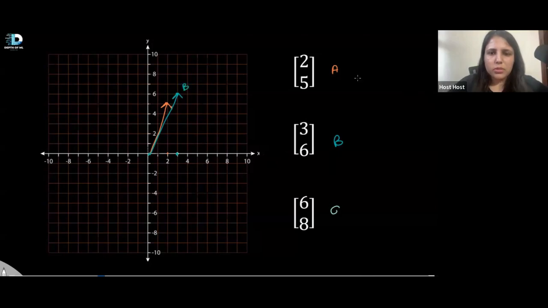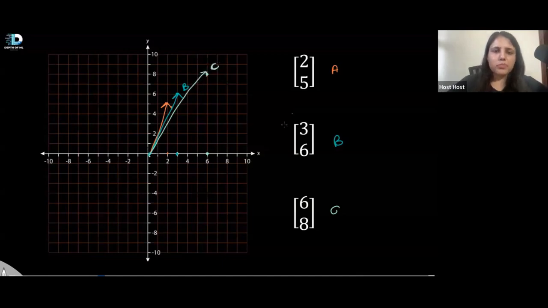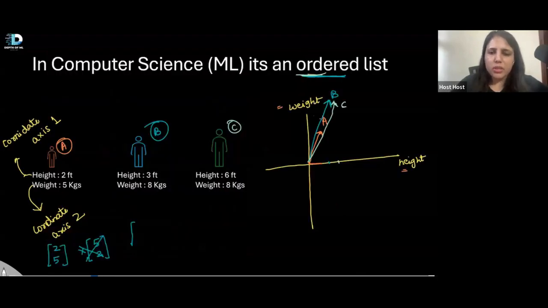So this is my person B. And C is 6 and 8. So it is something like this. Right? This is how we represent whatever data we have in computer science in the form of an ordered list. And we can't switch the order of this, because every axis corresponds to some feature, property or attribute of the quantity or entity we are trying to represent.